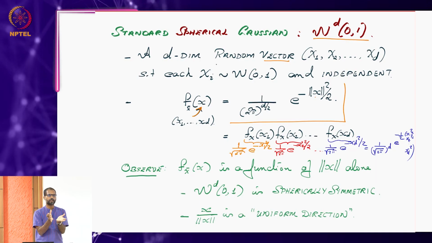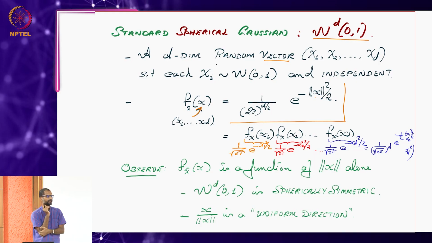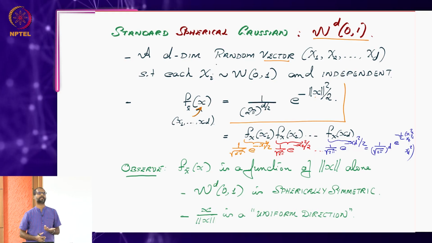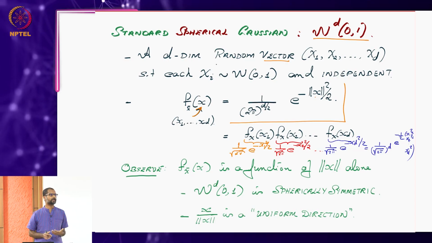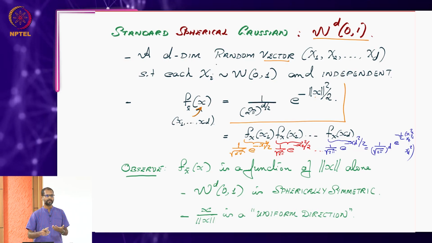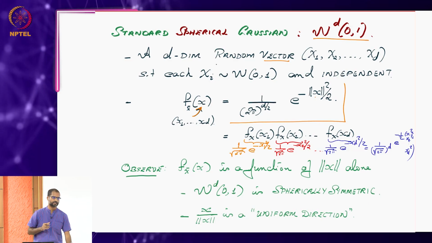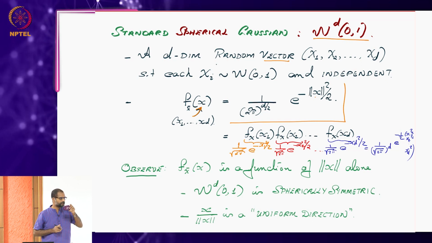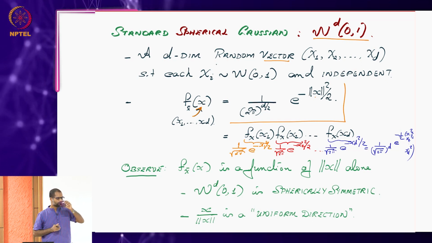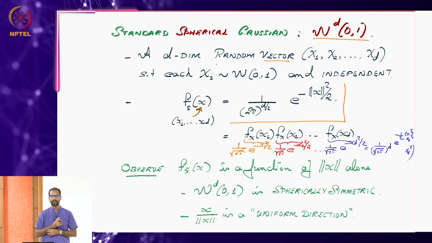Okay. But once you fix the radius, all those points are going to have the same density. This is why it is called spherical. It should in fact have been called a spherically symmetric Gaussian, but since that is a very long phrase, people call it a spherical Gaussian. So at least the 2-dimensional spherical, do you have it in mind? It is a very circularly symmetric bell, like a church bell you can imagine.